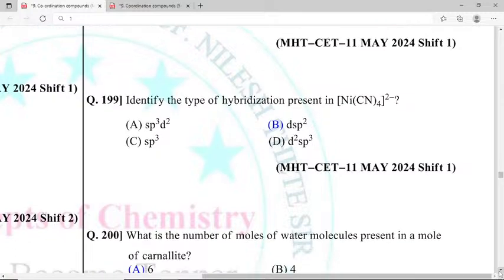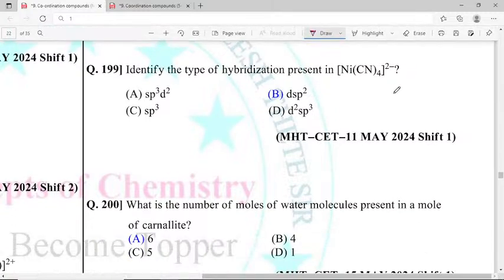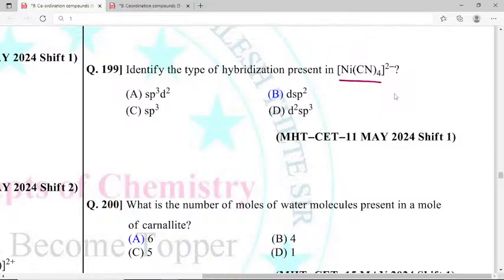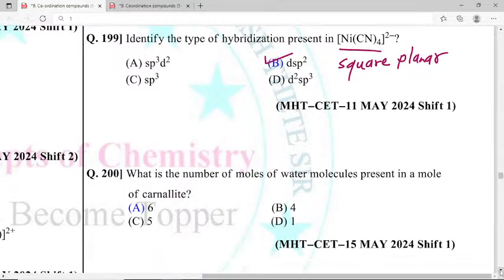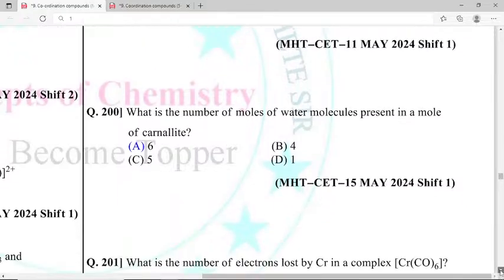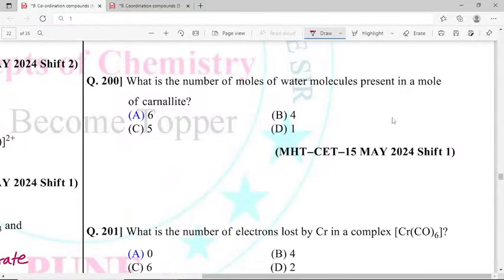Identify the type of hybridization present in [Ni(CN)4]2-. dsp2. dsp2 is square planar geometry. Coordination number 4.